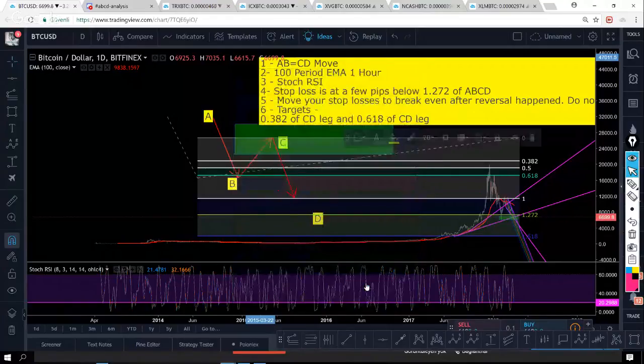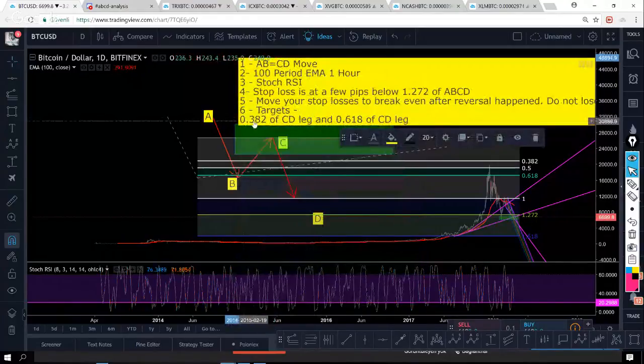here are the targets, guys. The first target is 0.38 of CD and 0.618 of CD leg. Where is the CD leg?